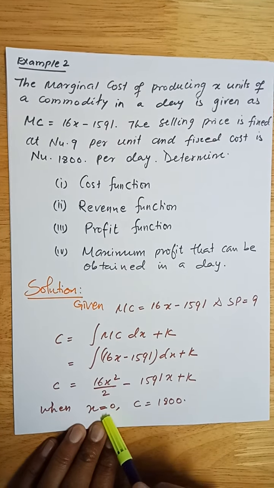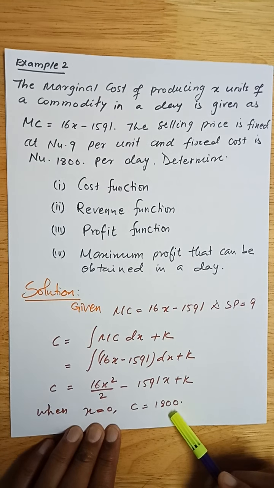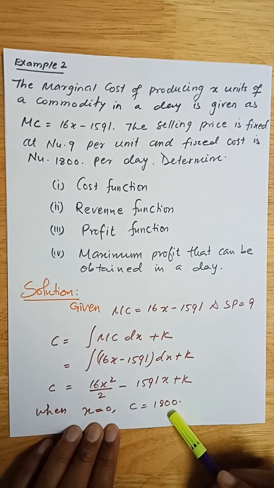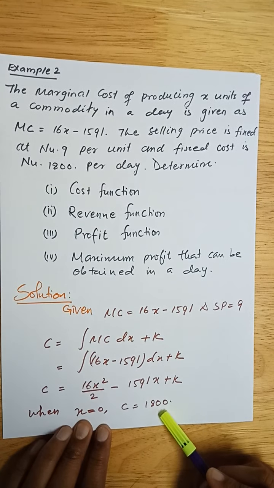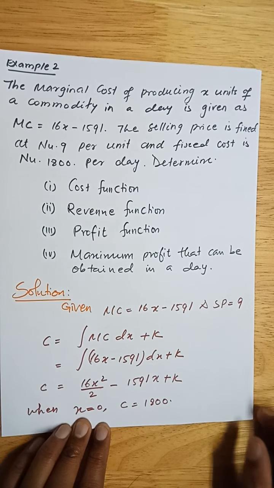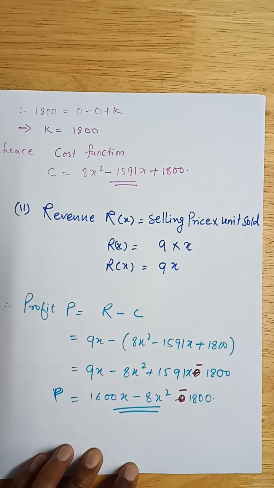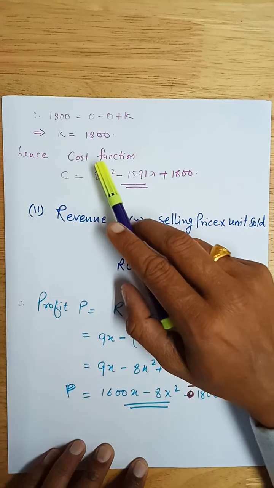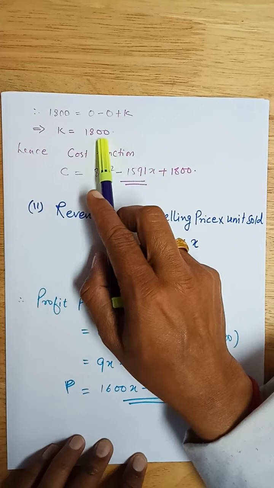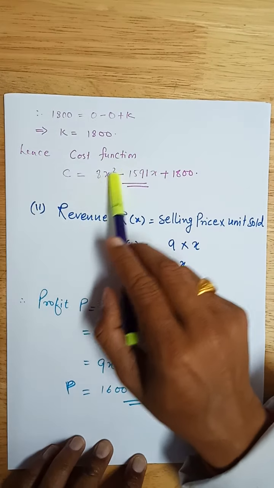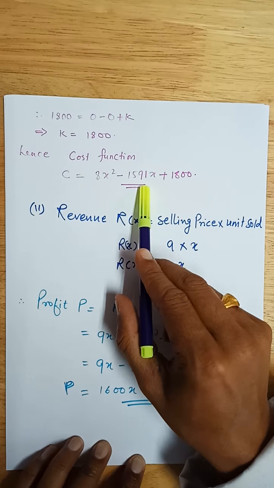Now when x is equal to 0, c is equal to 1800, right? So fixed cost is given. When fixed cost is given, you are not producing anything, right? So x equal to 0. Now you substitute this value and get the value of k. When you substitute x equal to 0, c equal to 1800, the value of k you are obtaining is 1800. Hence the cost function is c is equal to 8x square minus 1591x plus 1800.